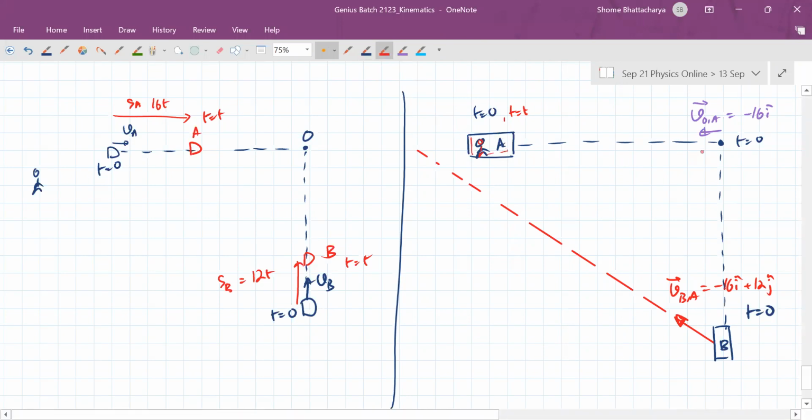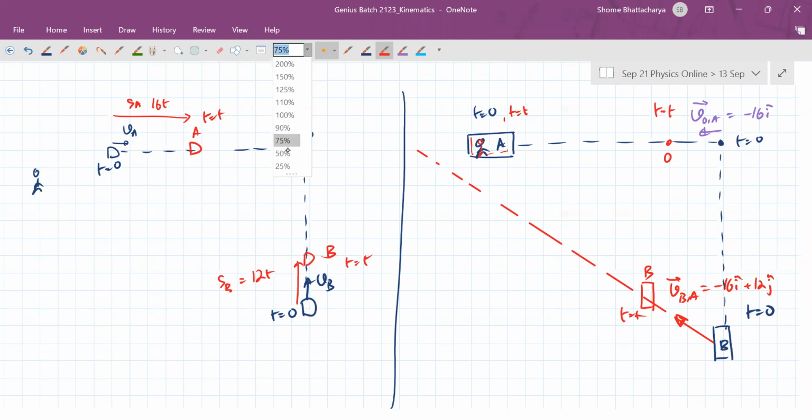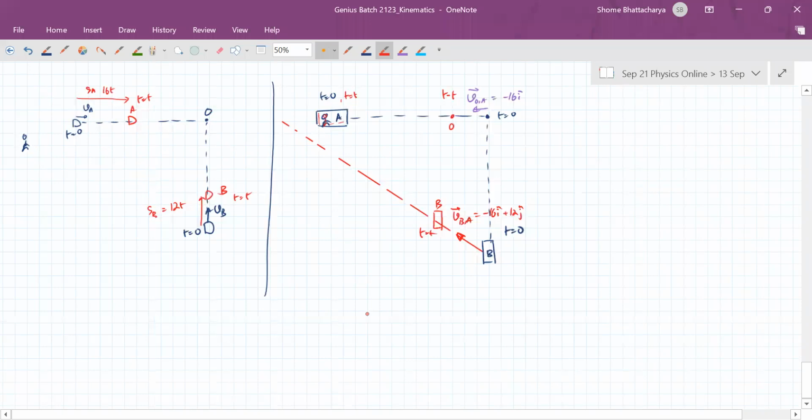But at that time, this point would have come closer. And the car B would now be looking like this at that time. You understanding? Now compare these two diagrams and it will start making sense to you.